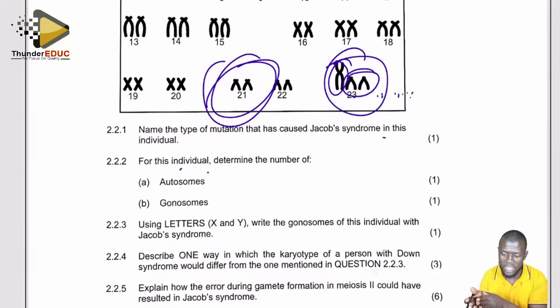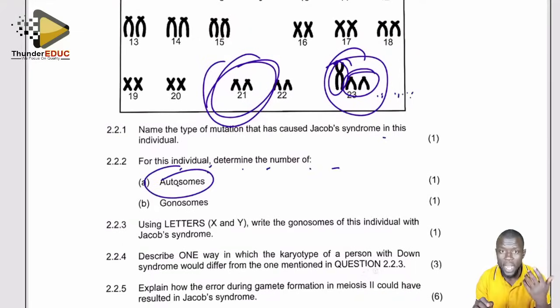The good thing, they're not asking you what it is. They're just application questions which you can apply and then explain. So use the concept of Down syndrome, and then you are able to transfer that knowledge to this question. Maybe that's the reason for them setting such a question. They're saying that for this individual, determine the number of autosomes.